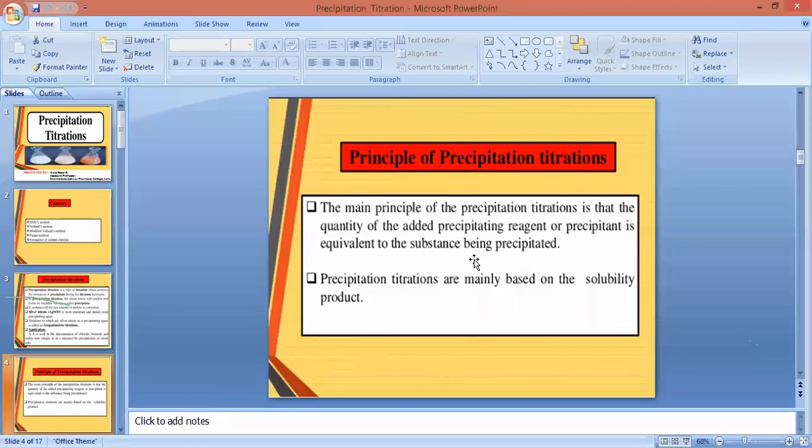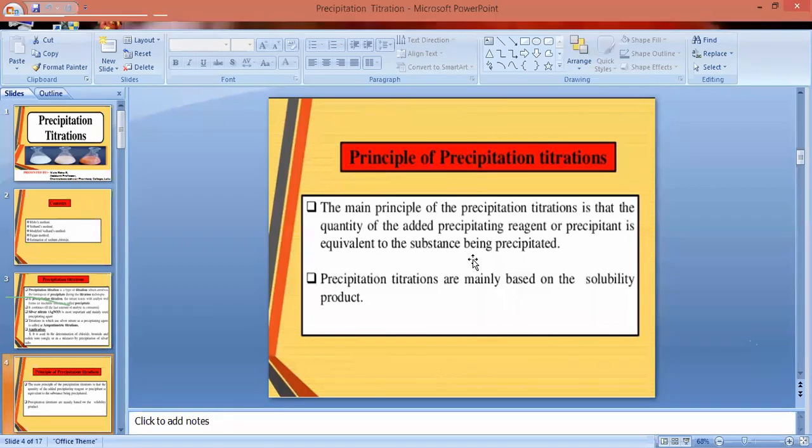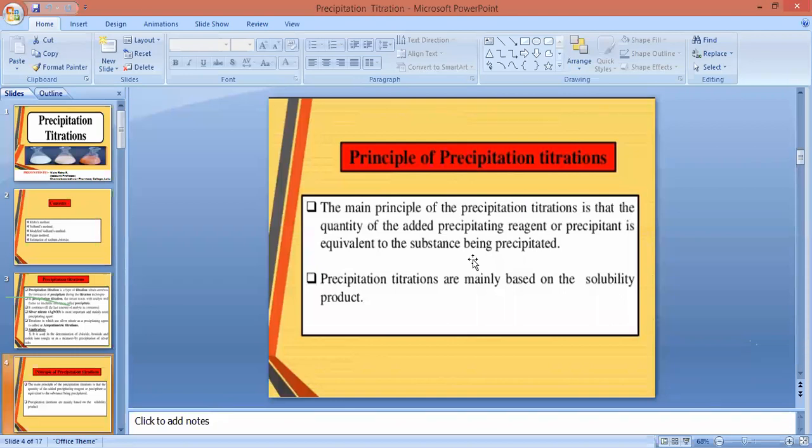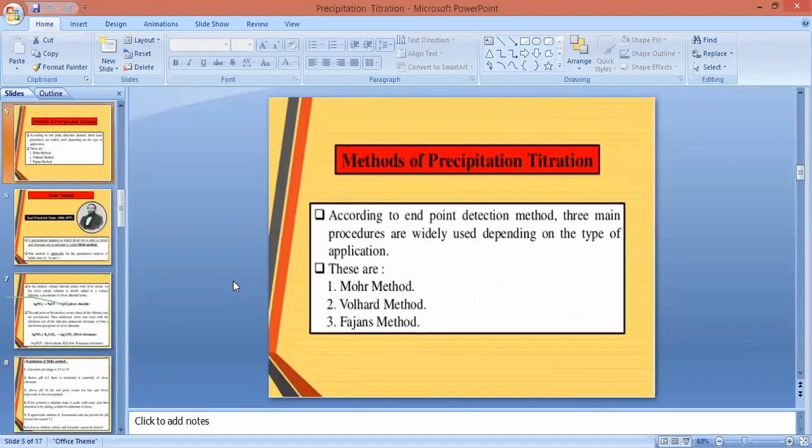Whatever amount of halide is present in the conical flask, whether chlorine, bromine or iodine, only that much will react with the precipitating reagent, and a point will come that no more analyte will be present in the conical flask. At that moment, an excess drop of precipitating reagent will react with the indicator, and the color change of the contents in the conical flask will occur. So precipitation type of titration is mainly based on the solubility product. The more insoluble precipitate is formed, the better the results will be.